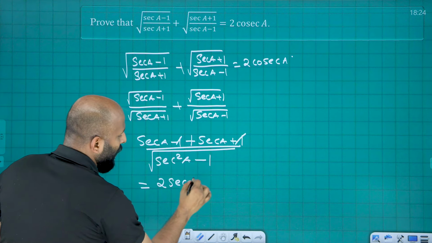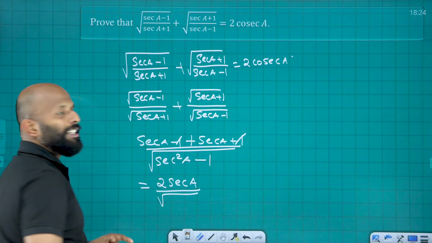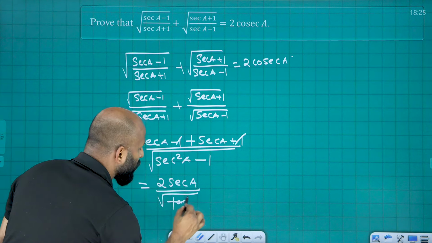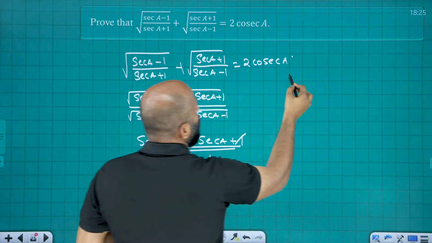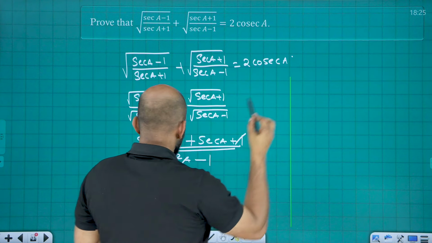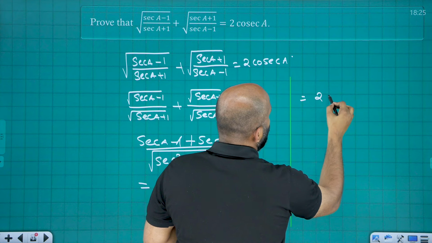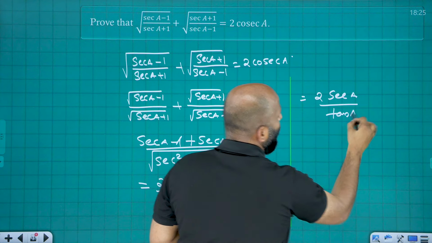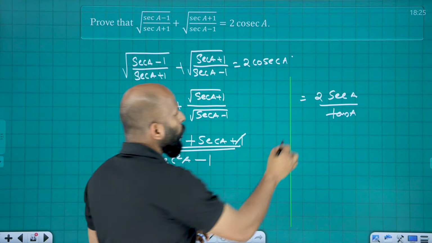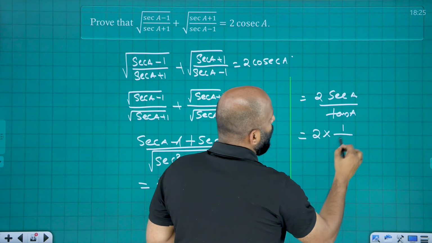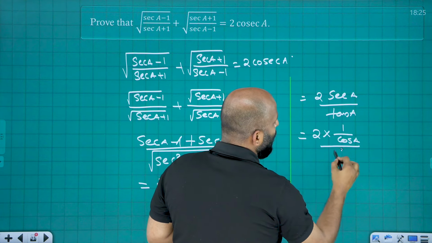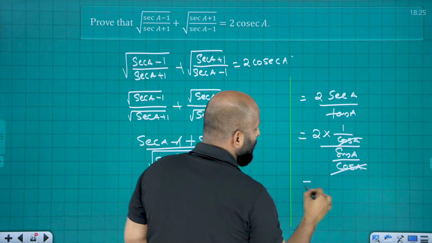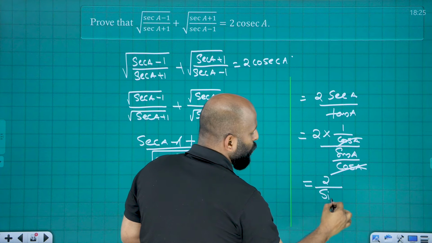2 sec a divided by square root of, what is sec square a minus 1? Sec square a minus 1 is tan square a, so root tan square a. Then that is equal to 2 into sec a divided by root tan square a, which is tan a, square and root get cancelled. Now 2 into sec a is 1 by cos a, then tan a is sin a divided by cos a, then cos a cancels, remaining is 2 by sin a.